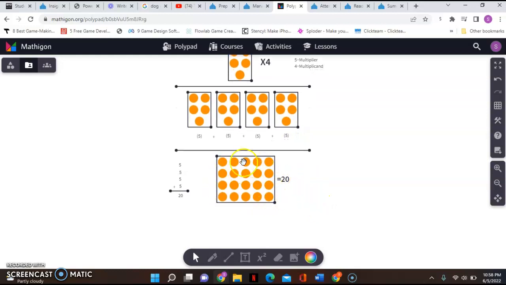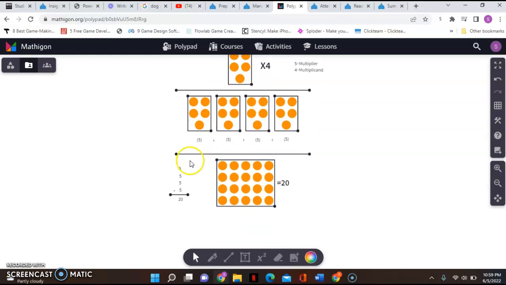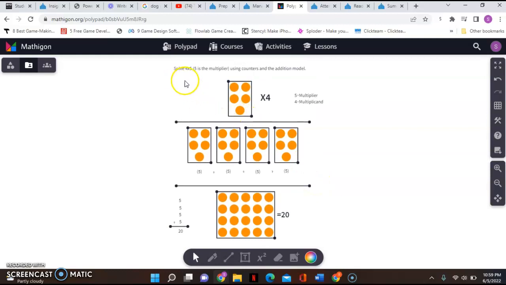And so I have 20 counters here, which represent 4 times 5, with 5 being the multiplier. And I just have this portion here to check my math. And so that is how you discover 5 times 4 using counters and the addition model.